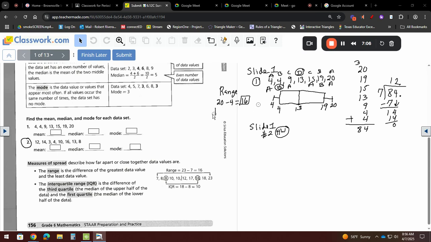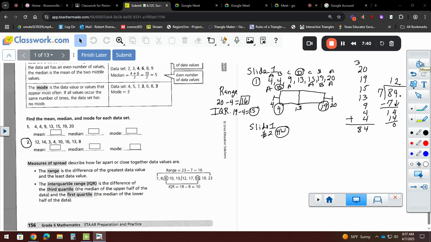You want to find the IQR, which stands for interquartile range. What would I do? Upper quartile, which is also called Q3, and the lower quartile, which is also called Q what? 1. And what would you do with those two? Also subtract. 19 minus 4 would be 15. Questions with that one?